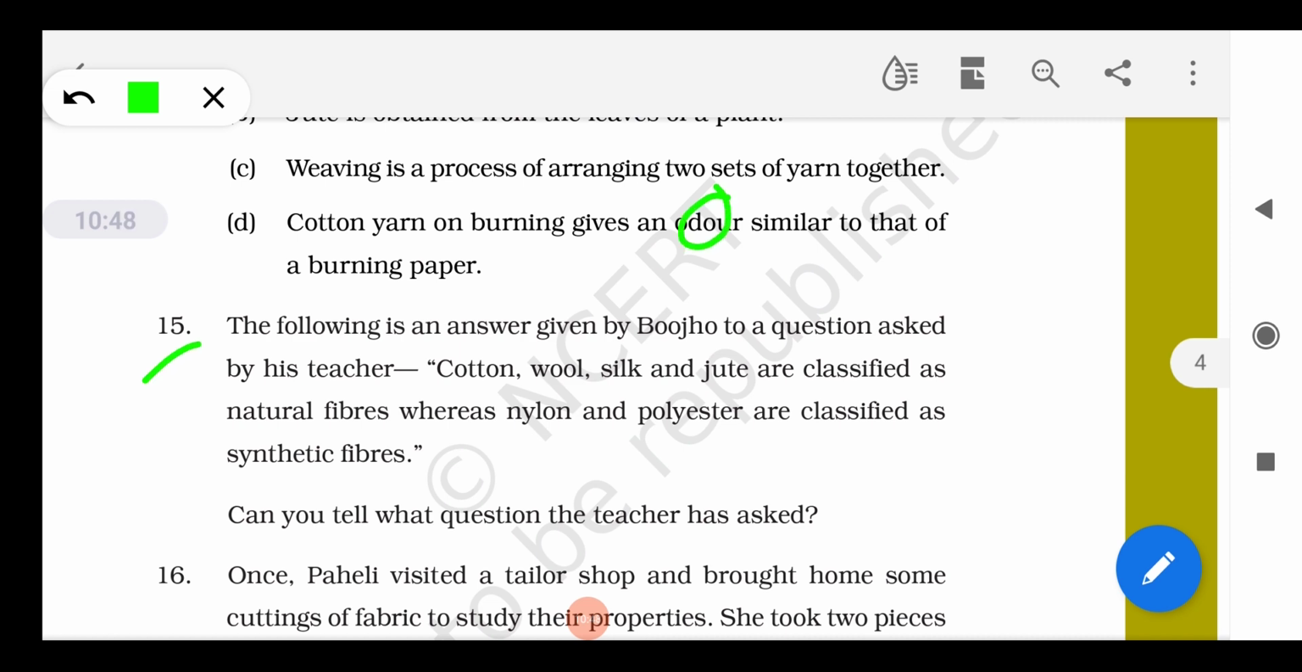Question number 15. The following is an answer given by Bujho to a question asked by his teacher. Cotton, wool, silk and jute are classified as natural fibers, whereas nylon and polyester are classified as synthetic fibers. So, can you tell what question the teacher had asked?